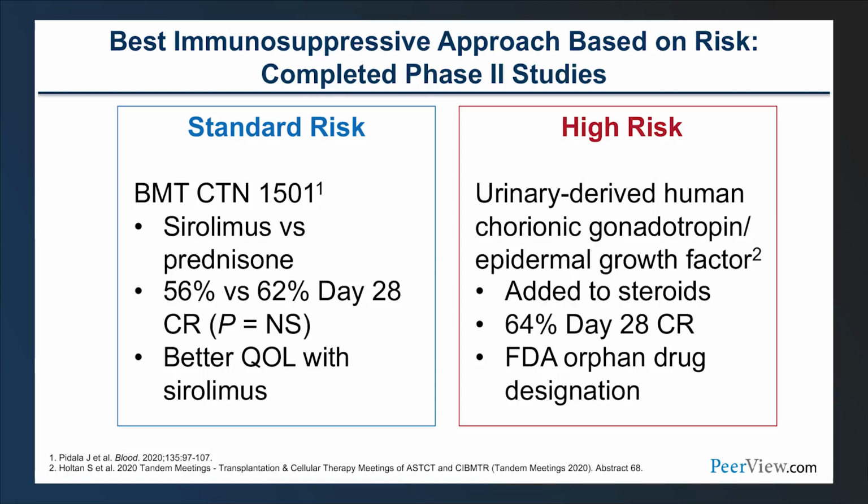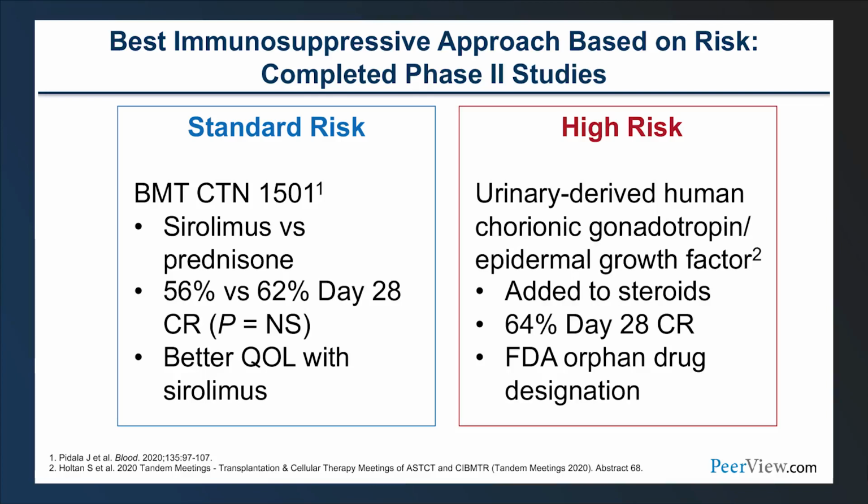On the right, I show the title of a phase 2 study that has been completed, and we just presented the data for this earlier today. This is supplementation with urinary-derived human chorionic gonadotropin plus epidermal growth factor. This is a commercially available 50-year-old drug that's historically used for the treatment of infertility.